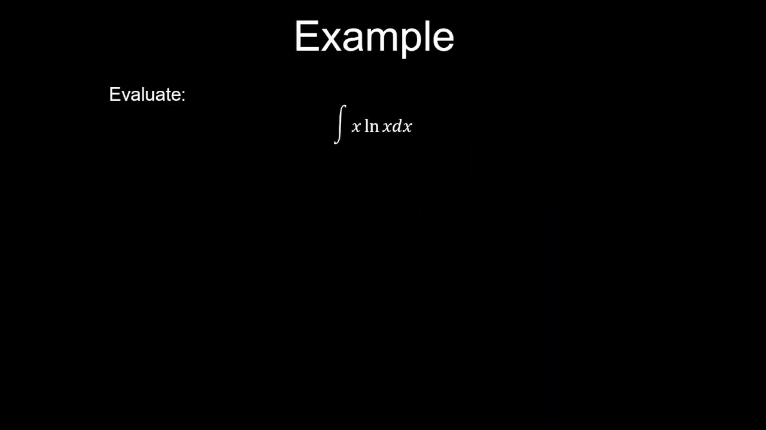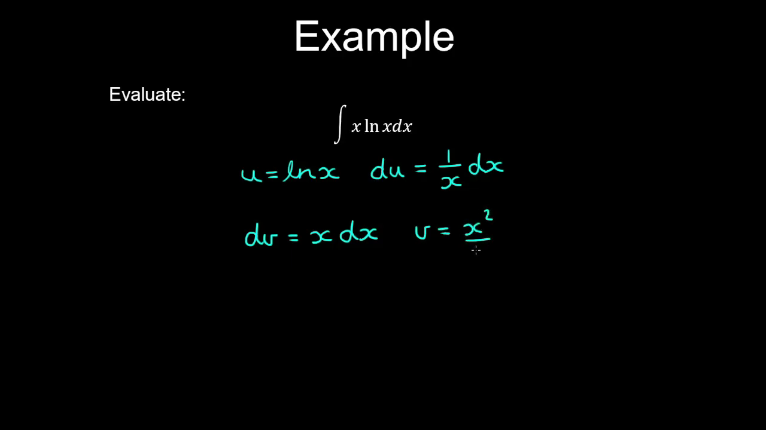Let's evaluate this integral, which is a product of two functions that are not derivatives of each other. So what we'll do is use integration by parts and set u equal to the natural log of x to avoid integrating it. So we get du is equal to 1 on x dx, and therefore dv is x dx, and v is therefore x squared on 2.